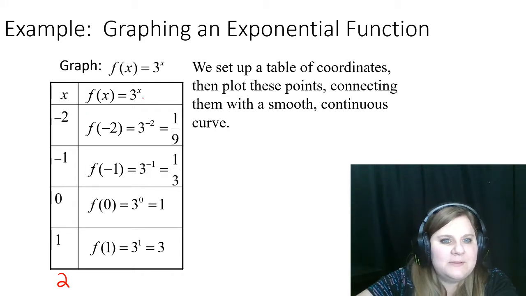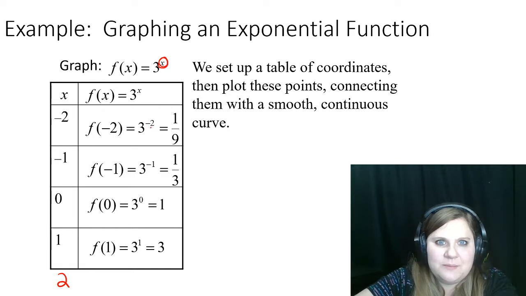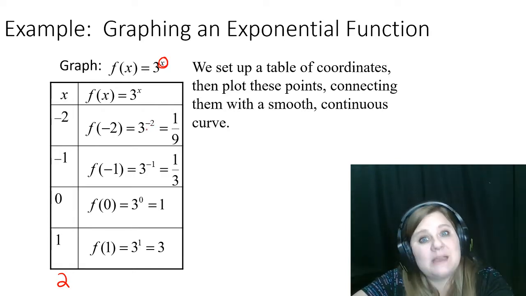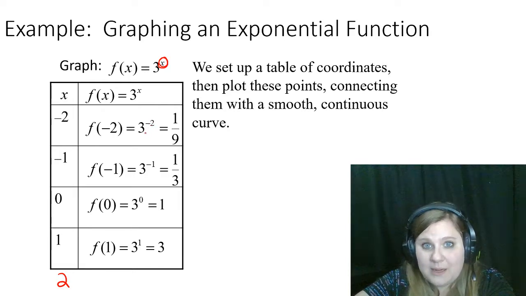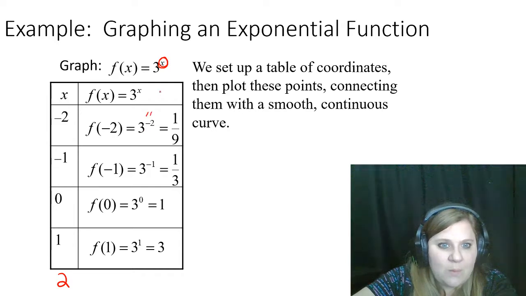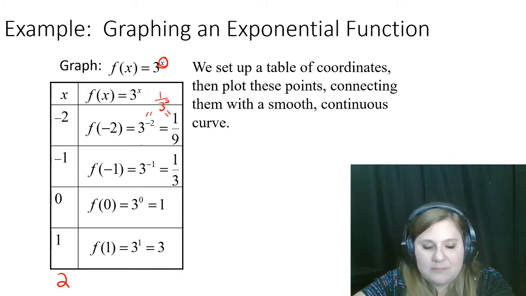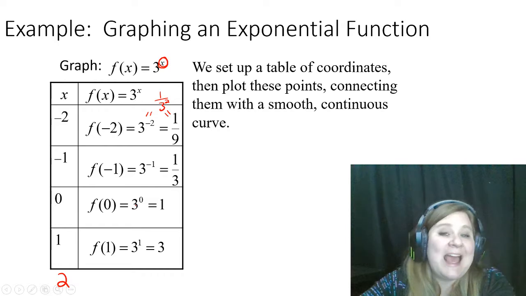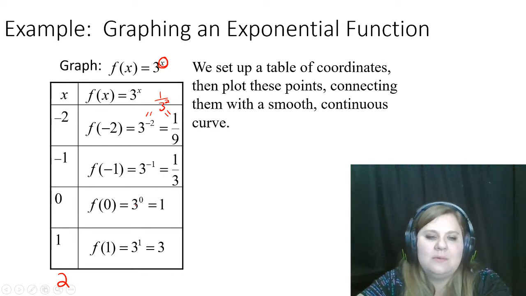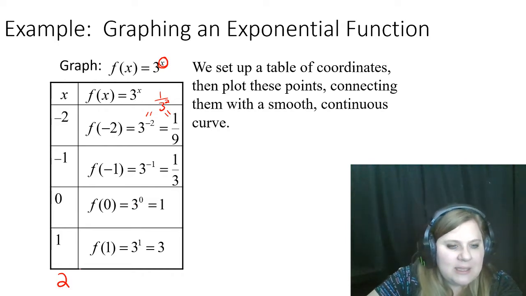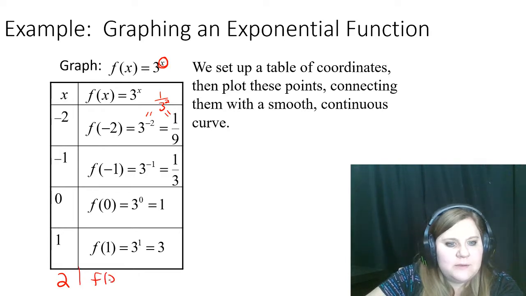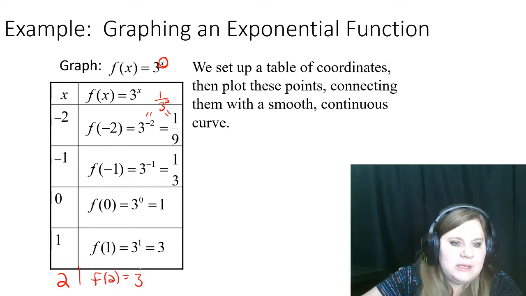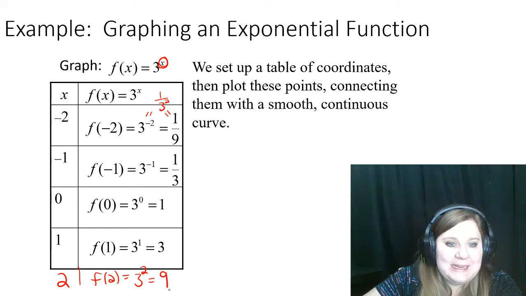But when you plug in -2 to this spot right here, you get 3 to the -2. Remember that when you have a negative exponent, it moves it to the denominator. So 3 to the -2 is really 1 over 3 squared, which comes out to 1/9. Okay, and 3 to the -1 is 1/3. 3 to the 0, anything to the 0 power is 1. 3 to the 1 is 3. And then let's say I want to plug in 2. Well, f of 2 equals 3 squared, which is 9.